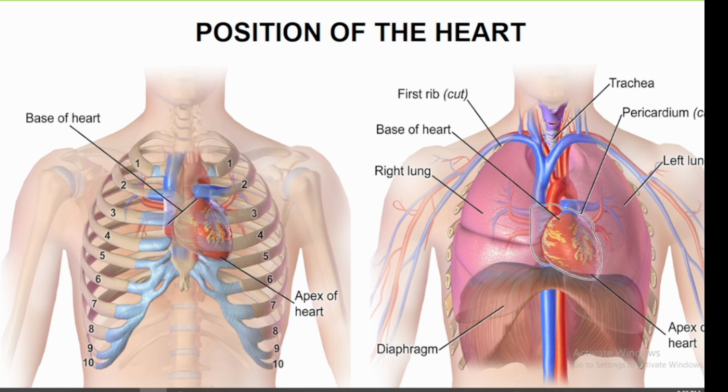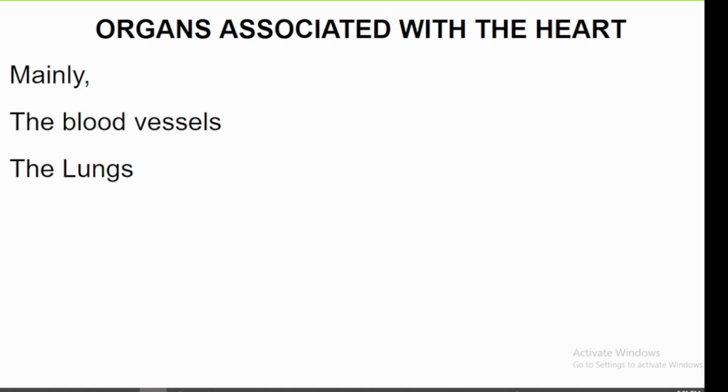The next thing that we are going to be looking at is the organs that are in connection to the heart. So we have organs associated with the heart. The main organs that are associated with the heart are the blood vessels and the lungs. Those are the organs that are mainly connected with the heart.